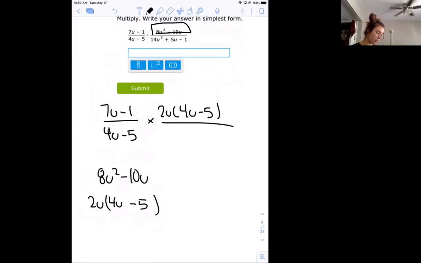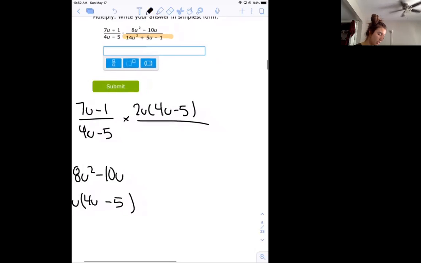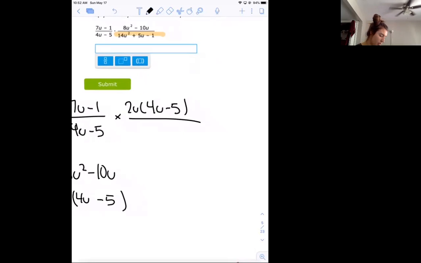And then let's go ahead and also factor the 14u squared plus 5u minus 1. That looks like it could be factored. So let's go ahead and try. Okay, 14u squared. Okay, I'm going to need to do my little X method, if you guys remember, to factor this.